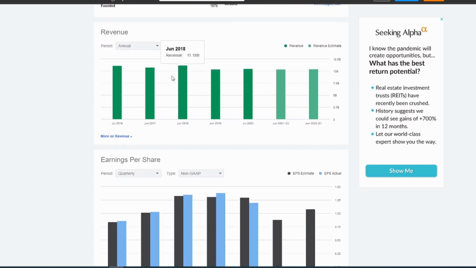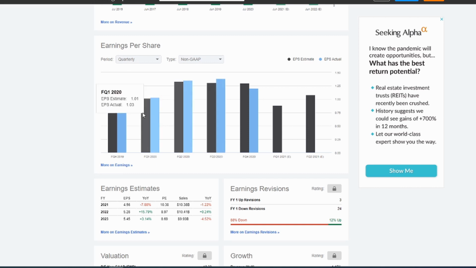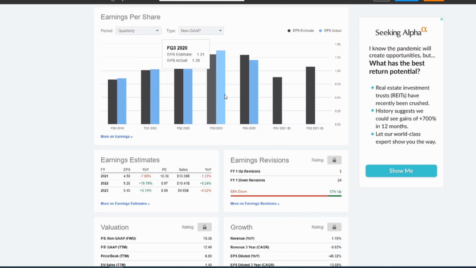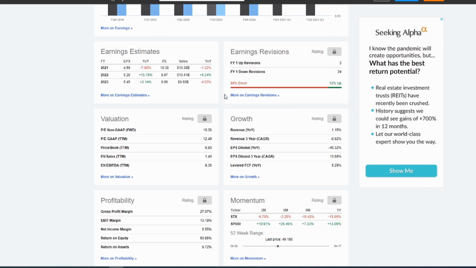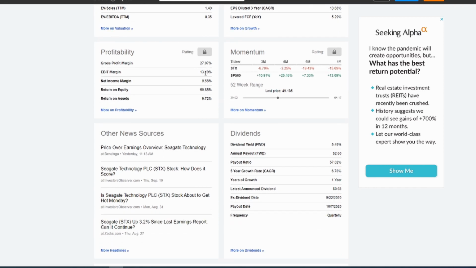We can look at their revenue, and see that their revenue has been pretty steady over the last couple years. Their earnings per share has been oscillating a little bit, but nothing too scary, nothing to be worried about. Let's come down and take a look at their profitability. All of these are positive, which is great to see. This return on equity is really great to see.